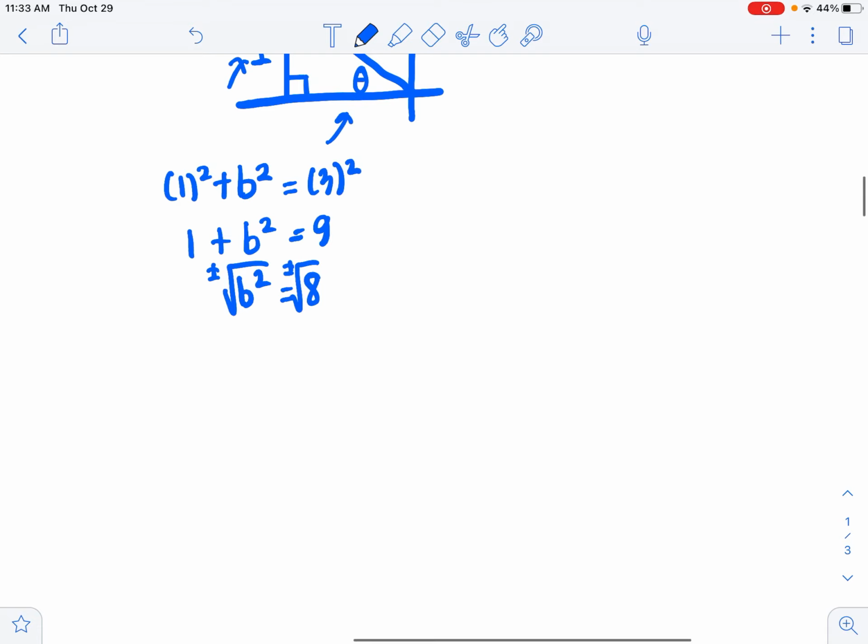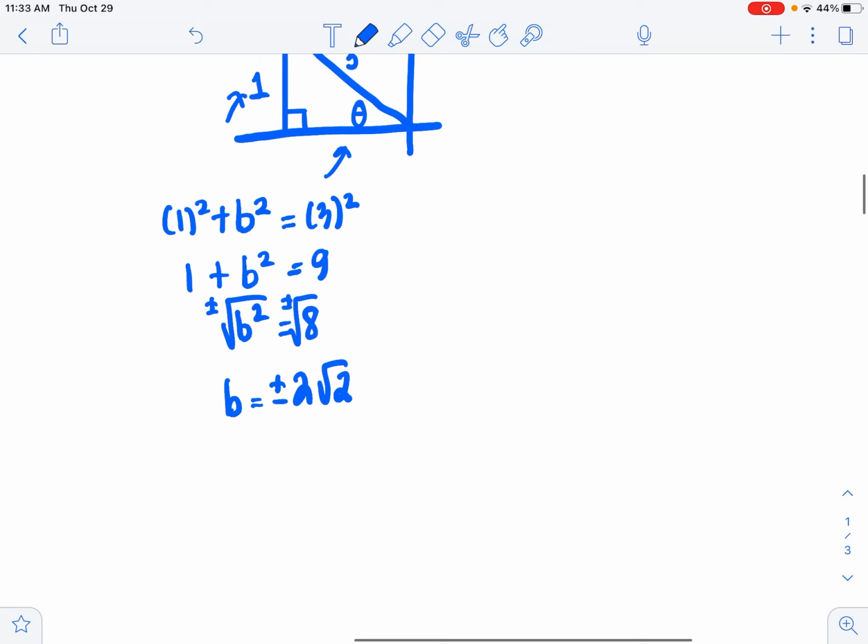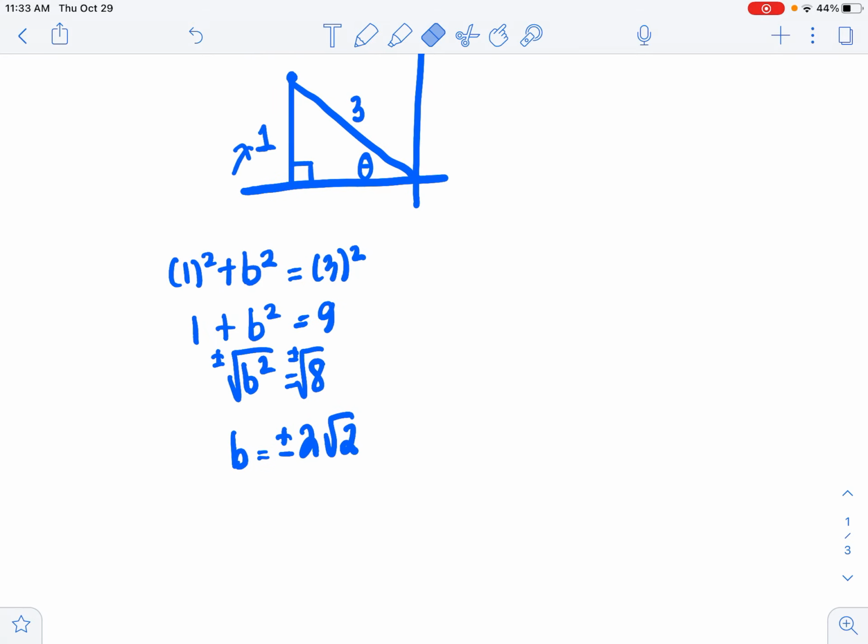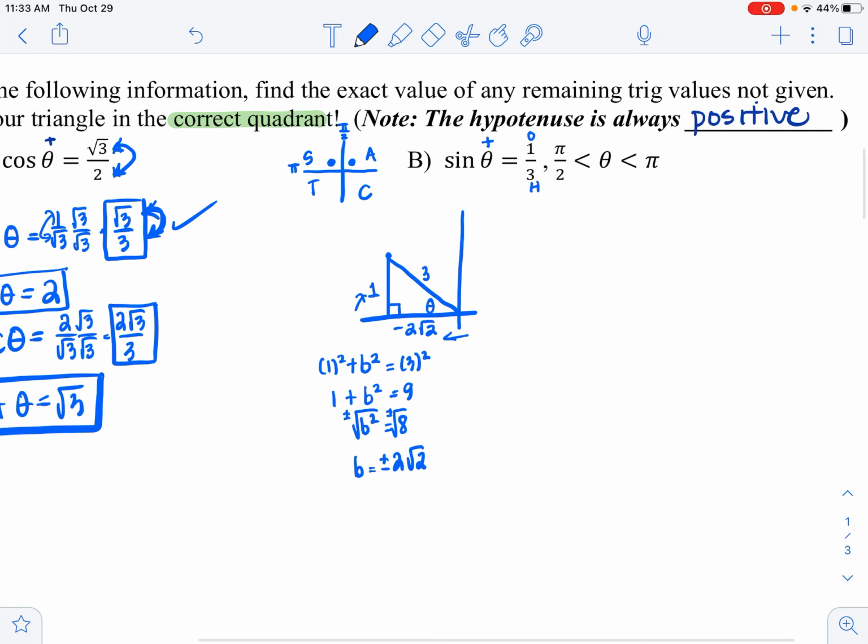a problem where we have to know if we're going left, right, up, down, it's important to do plus or minus. B equals plus or minus. And then the square root of 8 is simplifiable. 4 goes in there twice, so this is plus or minus 2 root 2. So now I have to decide, is it positive or negative? If it's the radius, it has to be positive. But if it's a side, I have to decide if I'm going left, right, up, or down. This is towards the left, so this is going to be negative 2 root 2.